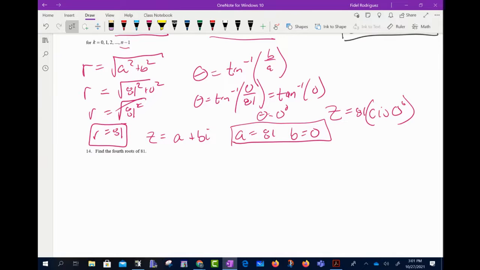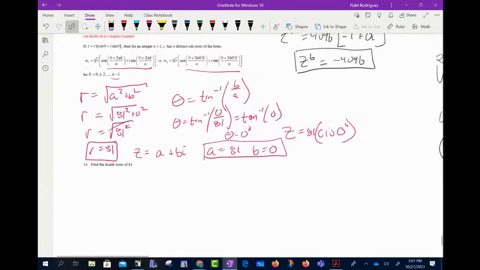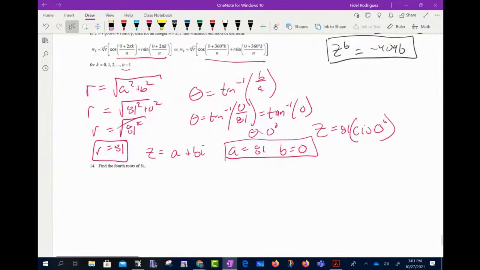Okay, so let's look. We're going to write the fourth roots of 81. I want you to notice the notation they use here. They write w_k, where k is going to be 0, 1, 2, all the way to n minus 1. In this case, since we're looking for the fourth roots, n is going to be equal to 4. So if n is equal to 4, do you agree with me that n minus 1 would be equal to 3?